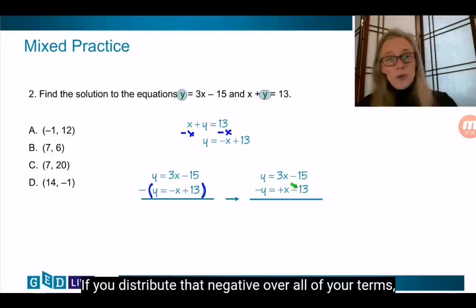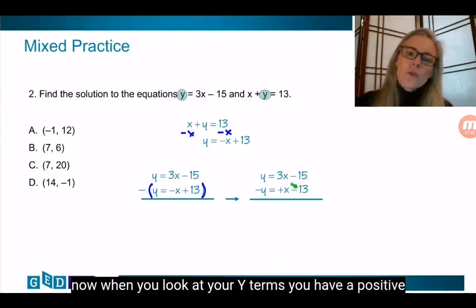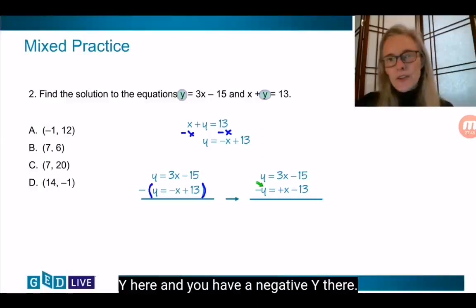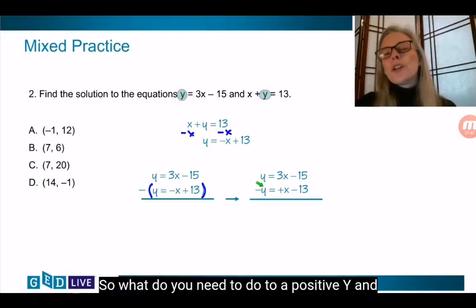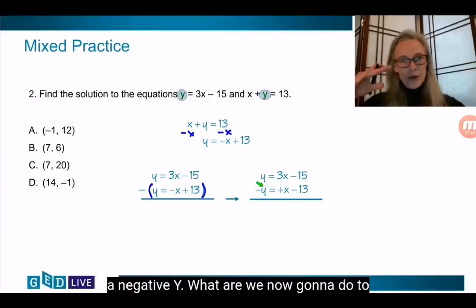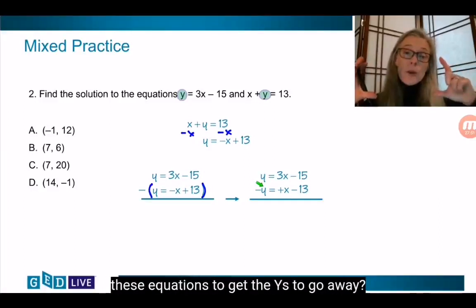If you distribute that negative over all of your terms, now when you look at your y terms, you have a positive y here and you have a negative y there. So what do you need to do to a positive y and a negative y? What are we now going to do to these equations to get the y's to go away?